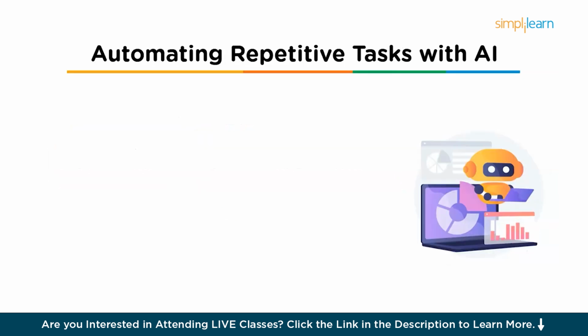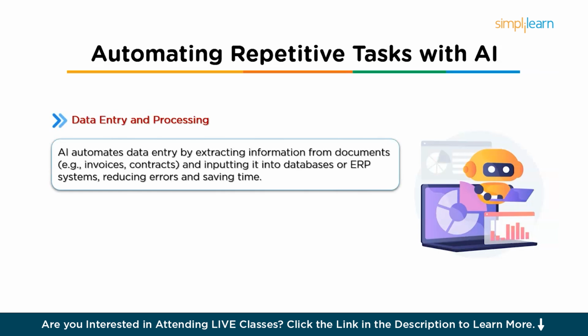Next, it is used in automating repetitive tasks with AI. So as you know, AI is a game changer when it comes to automating repetitive tasks that take up significant amounts of employee time. So first, it can be used in data entry and processing. So AI systems can automate data entry, reducing human errors and saving employees' time. So for example, AI can extract relevant information from documents and automatically input it into the correct fields in a database or enterprise resource planning ERP system.